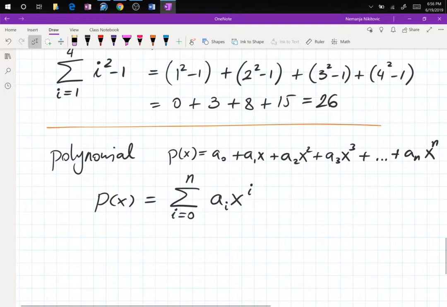Summation, so plus. The next time around i is 1: a1 x to the 1. Plus. Next time around i is 2, so a2 x squared. And you just go all the way to the last term, which we call the leading term, which is the one with the highest exponent, that gives us the order of the polynomial, an x to the n. So that's the way to describe the polynomial definition using summation notation.